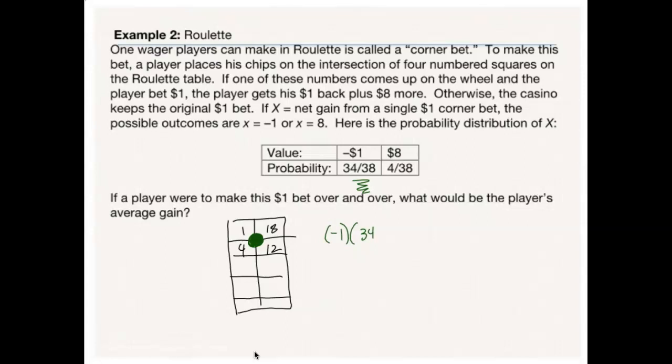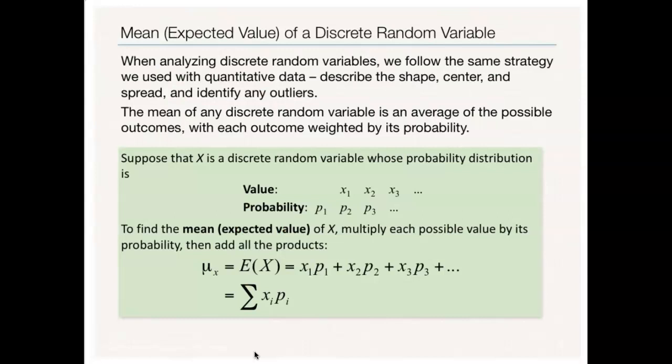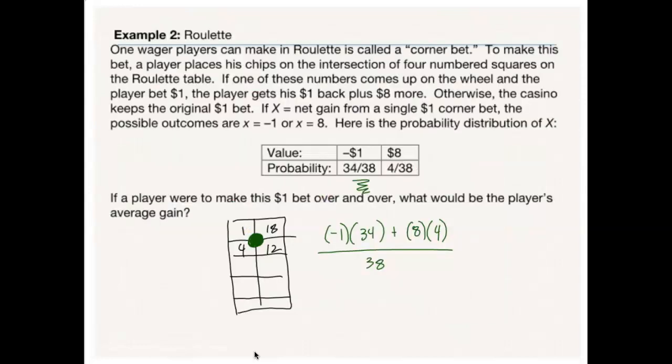So I'll do negative 1 times 34. And then you would probably win about 4 of those times, right? So you'd get $8 about 4 of those times. And so if I average that out, if I divide that out by the 38, that comes out to about, and I should use the approximate, negative $0.05, or about negative 5 cents per bet. Meaning, on average, you're going to be losing about 5 cents per bet that you place.